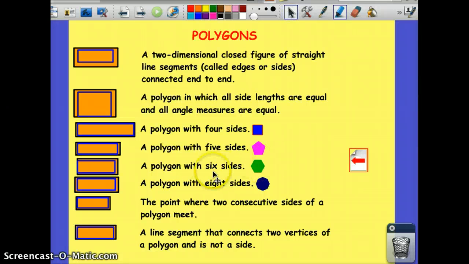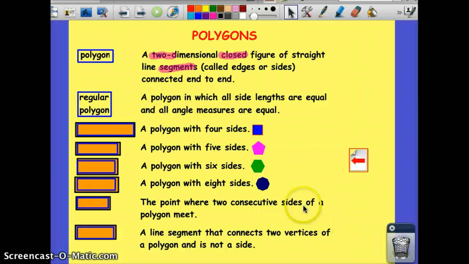Yesterday we talked about polygons. A two-dimensional closed figure of straight line segments is a polygon. Has to be a closed figure here, and it has to be a plane, which we call two-dimensional, and segments are the sides. From here, moving on, a polygon with all sides equal and all angles equal, we call that a regular polygon. Okay, thinking about the words, equal sides, we call that equilateral. Equal angles, we call that equiangular.